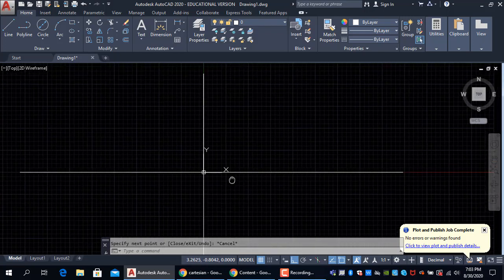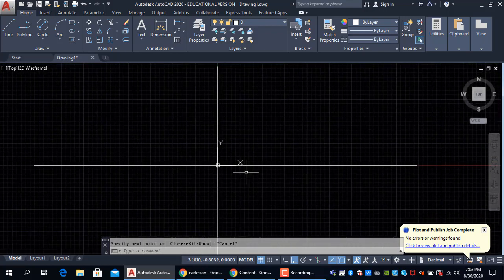And again, this is just to give you a basic idea of how AutoCAD works. We have a coordinate system based on X, Y, and Z, and everything's based off of that point, which is the origin, where 0 is for X, Y, and Z.